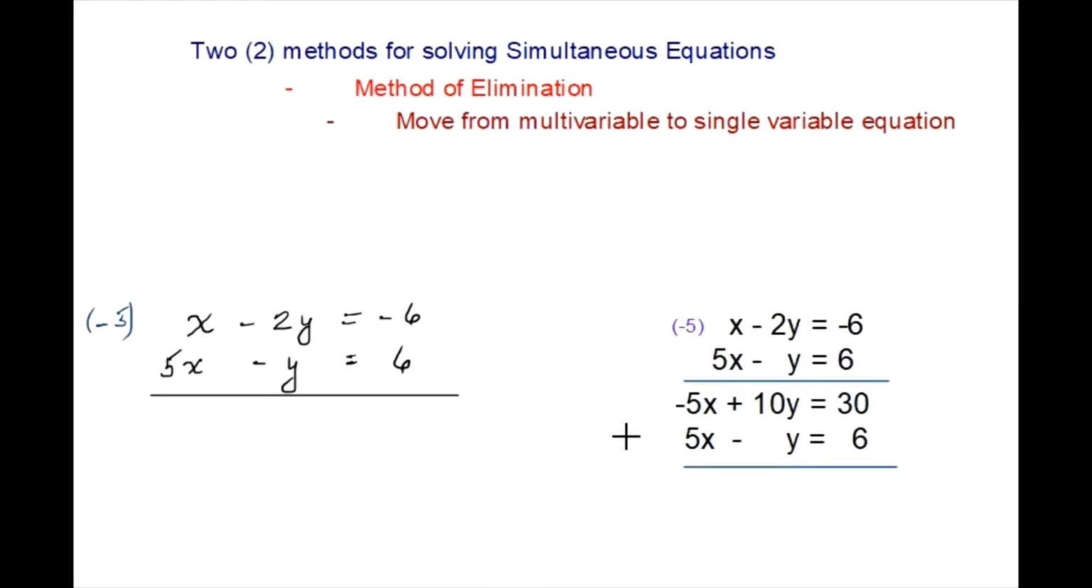And what I'm going to do here is I'm going to add. So when I do that, I realize that negative 5x and positive 5x, in fact, cancel each other out. And so you realize then that we have eliminated the x variable. Now I come here and I finish this up. This is 10y minus y, so this is 9y, is equal to 30 plus 6, which is 36. And clearly we can solve this. This is a single variable equation at this point. All right, now, and we're not solving problems in this video.